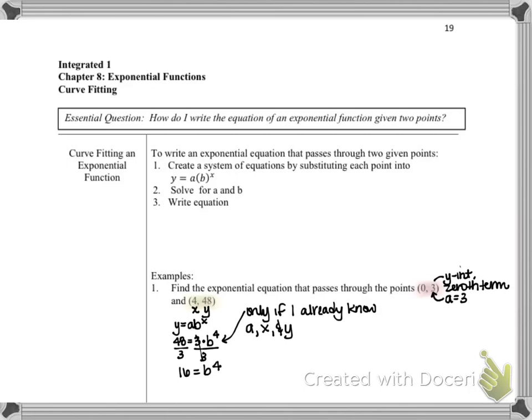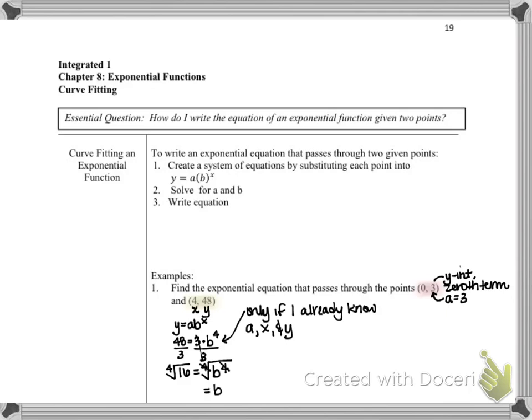Now, to get rid of the 4th power, I'm going to do the 4th root. So I'm going to move this over a little bit. I'm going to do a root with a little 4 in the crease so that those cancel. I'm going to do that to each side. These go away, and that's just going to give me b equals.